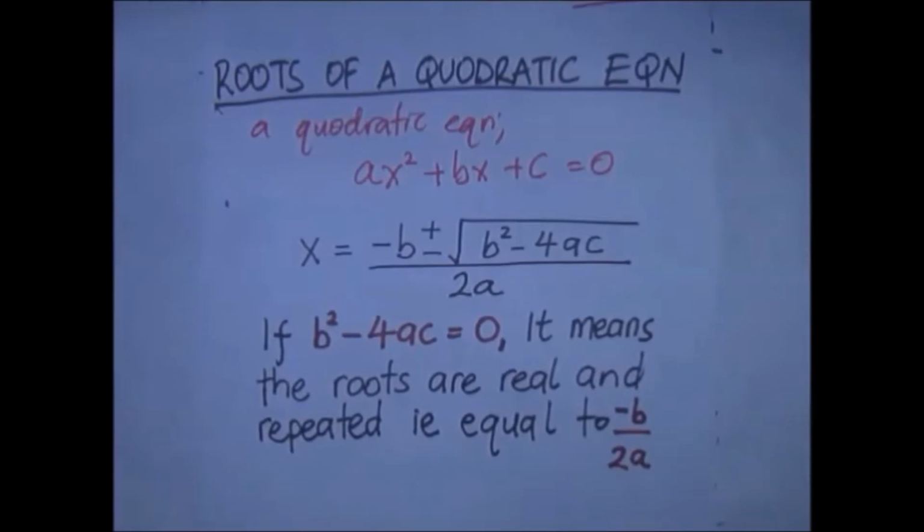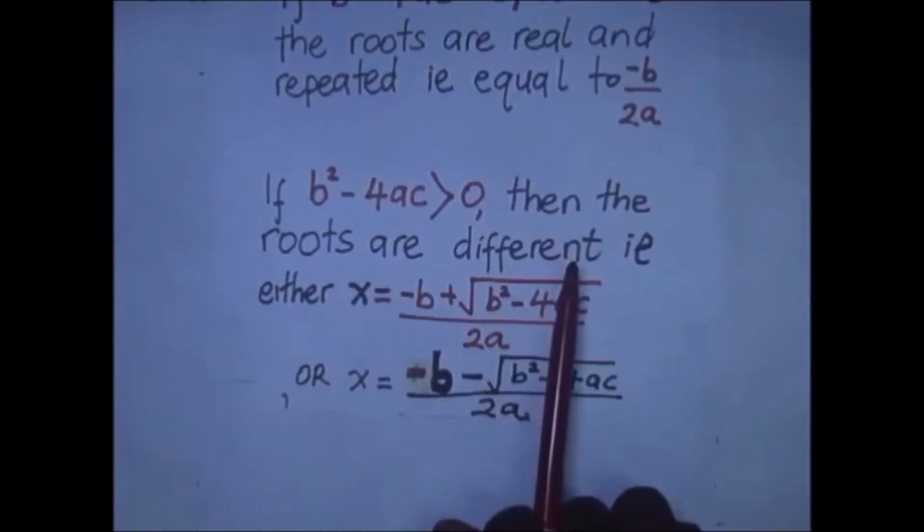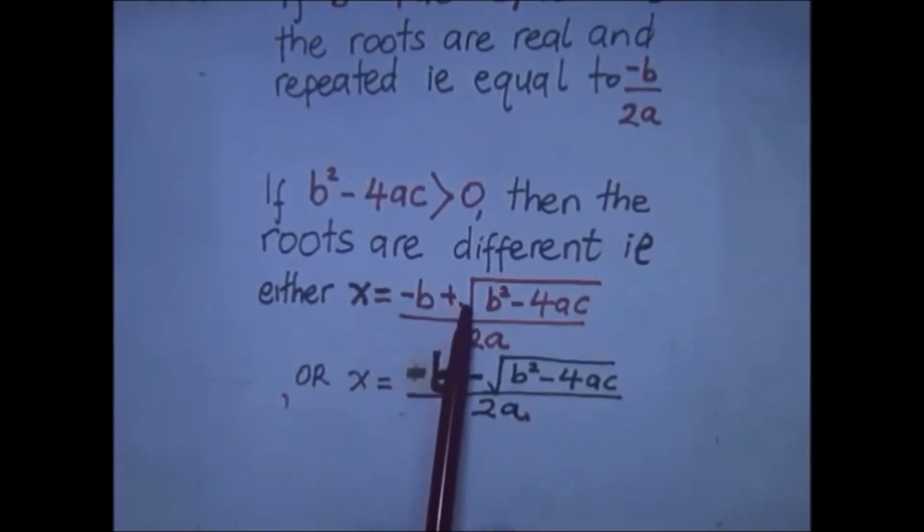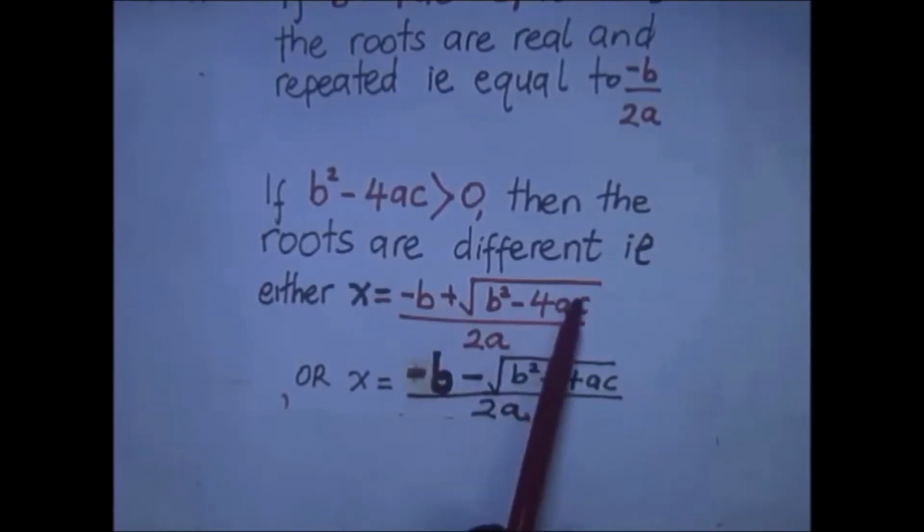Now, if b squared minus 4ac is greater than 0, then the roots are different. It means that either x is negative b plus the square root of b squared minus 4ac over 2a, or x is negative b minus the square root. The difference lies here. One is a positive, one is a negative right there.